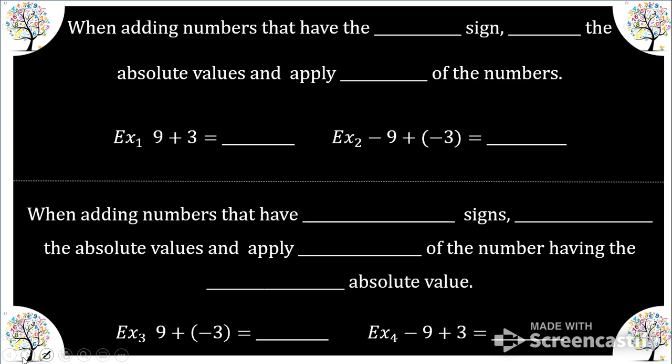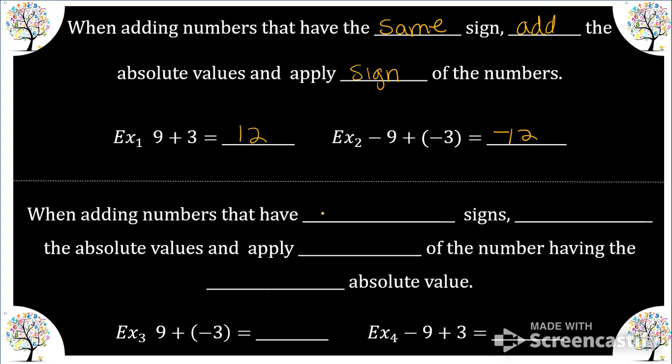So let's just recall that when we are adding numbers that have the same sign, we're going to add the absolute values and apply the sign of the numbers. So we have a positive 9 plus a positive 3, we get positive 12. When we add negative 9 and negative 3, we get negative 12.